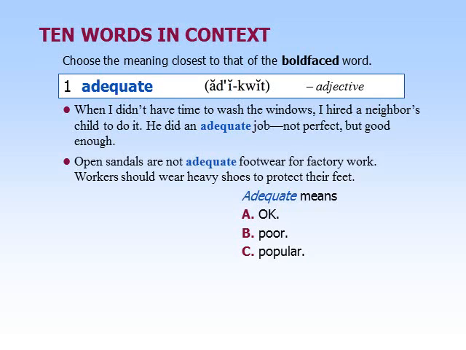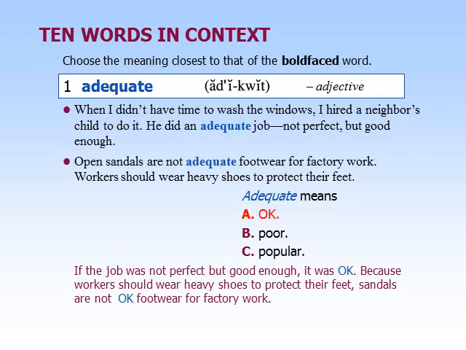So let's talk first about this first word, which is adequate. Okay? So adequate means okay, and that's not the best definition. But let's take a look at the sentences here. When I didn't have time to finish the windows, I hired a neighbor's child to do it. He did an adequate job, not perfect, but good enough. Open sandals are not adequate footwear for factory work. Workers should wear heavy shoes to protect their feet.